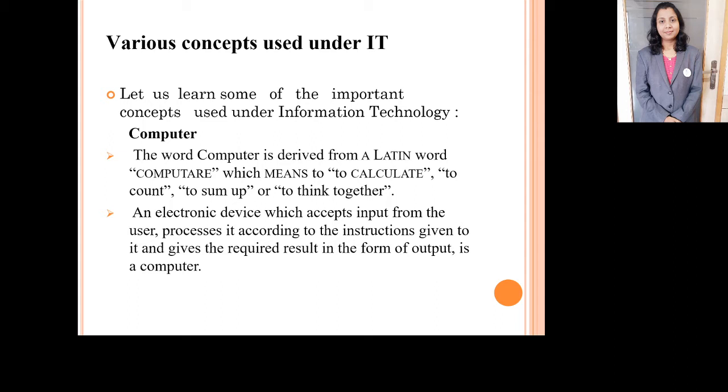Okay, so this is the basic definition. The word computer is derived from the Latin word computare. An electronic device which accepts the input from the user, processes it according to the instructions given to it, and gives the required result in the form of output is a computer. This is the basic definition of a computer.